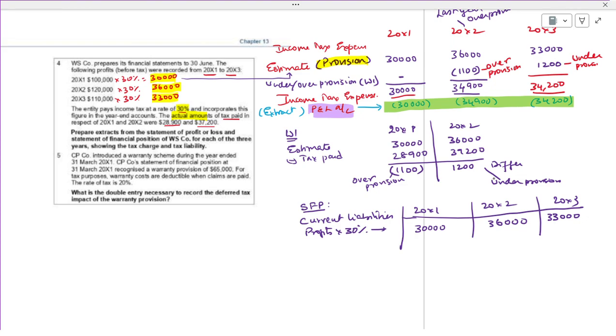CP introduced a warranty scheme during the year, 31st December. In the CP statement of financial position, warranty provision is 65,000. For tax purposes, warranty costs are deductible when claims are paid. The tax rate is 20%. What is the double entry necessary?